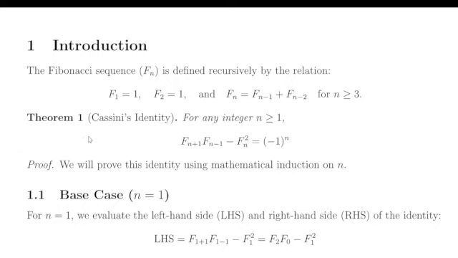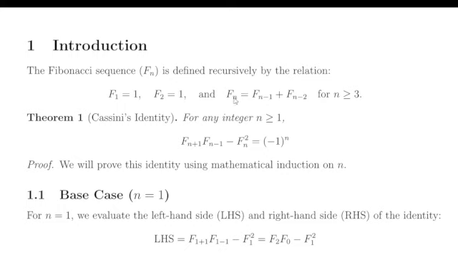In this video, we want to prove Cassini's identity: for any integer n greater than or equal to 1, f sub n plus 1 times f sub n minus 1 minus f sub n squared equals negative 1 to the nth power. And we're going to prove this using induction.